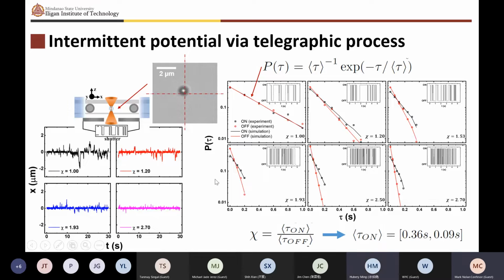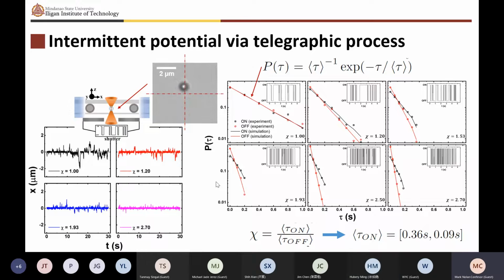Sorry. Yes, please. I have a simple question. Why do you need to control on and off? Are you going to make it diffuse or control it in the center? And what's the P here, the survival probability?